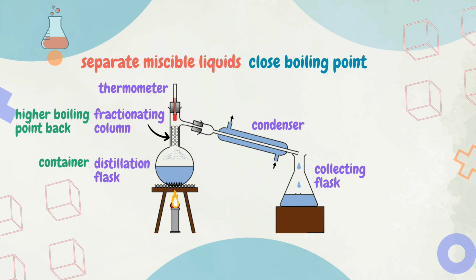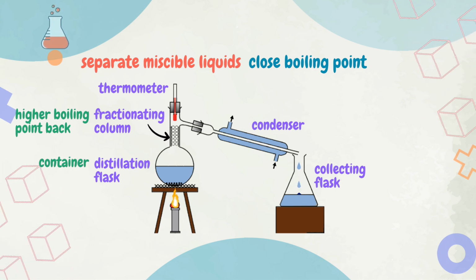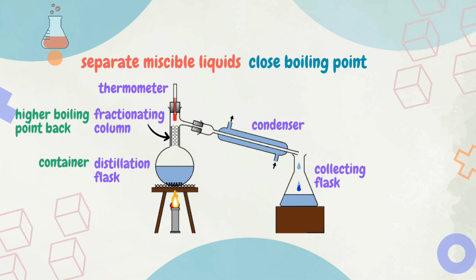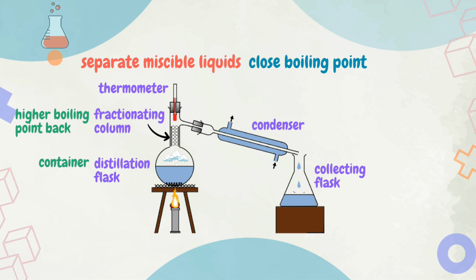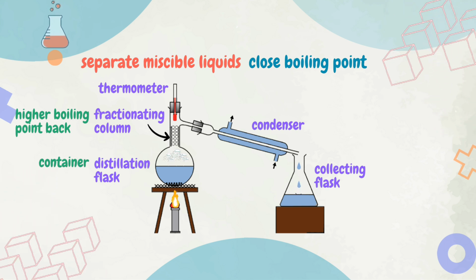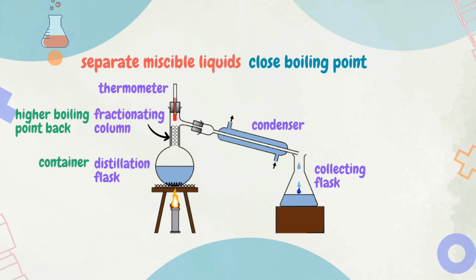The temperature gradient within the fractionating column allows for the gradual separation of components, creating distinct layers or fractions that are collected at different levels. This results in a more refined and pure product.